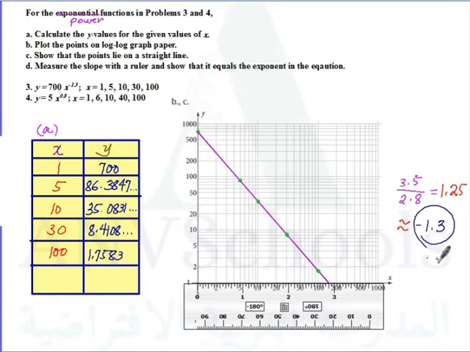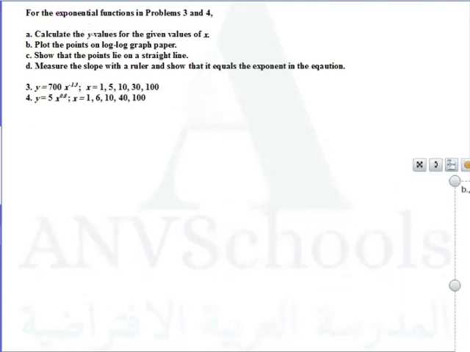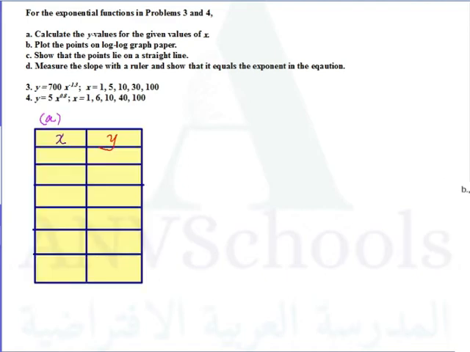So we get the slope of this line. Okay, so go to the next example. Number 4, y is equal to 5 times x raised to 0.8. As usual, we should get the values for the y first, and then we will get the graph and see whether this is a straight line or not. So let's begin with the points. My x values are 1, 6, 10, 40, and 100.